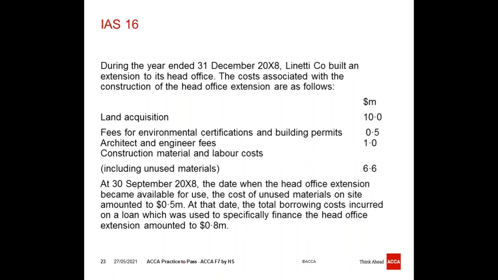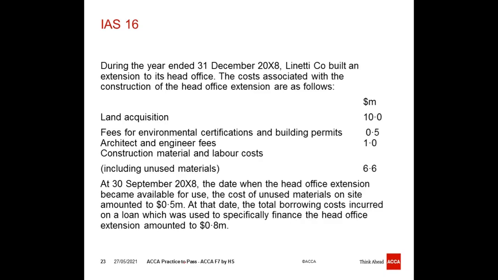The first one. During the year ended 31st December 2008, Linity company builds an extension of its head office. The costs associated with the construction of the head office extension are as follows. We have incurred the cost of 10 million to acquire the land to build the head office. We have incurred the fees for the environmental certification and building permits, architect's fees, construction material and labor cost, including unused material, 6.6. At 30th September 2008, the date when the head office extension becomes available for use, the cost of the unused material on the site available is 0.5.